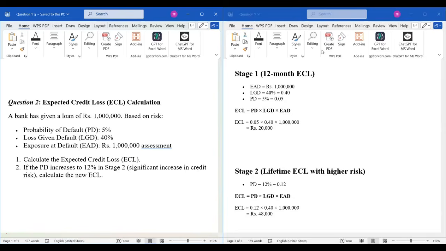So as a summary, the amortized cost and EIR explain how repayment splits between interest and principal, and the ECL model explains how we estimate credit losses at different stages.